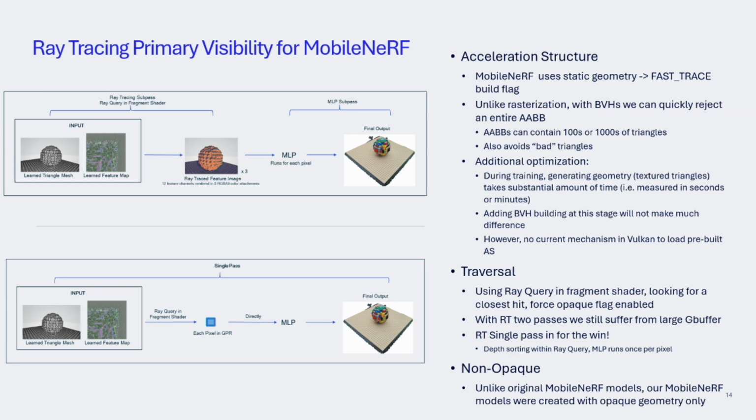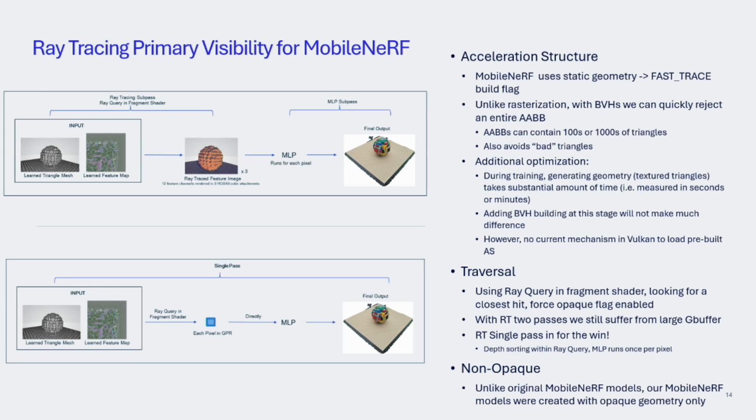And unlike rasterization, with the power of BVHs, we can quickly reject a lot of AABBs and avoid all of these problems with small triangles or bad triangles, and we can quickly cull through the scene, not having to look at hundreds or thousands of triangles possibly.